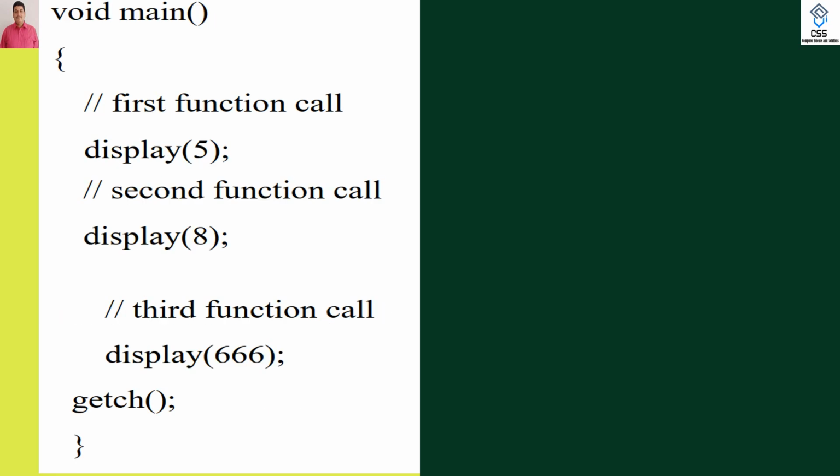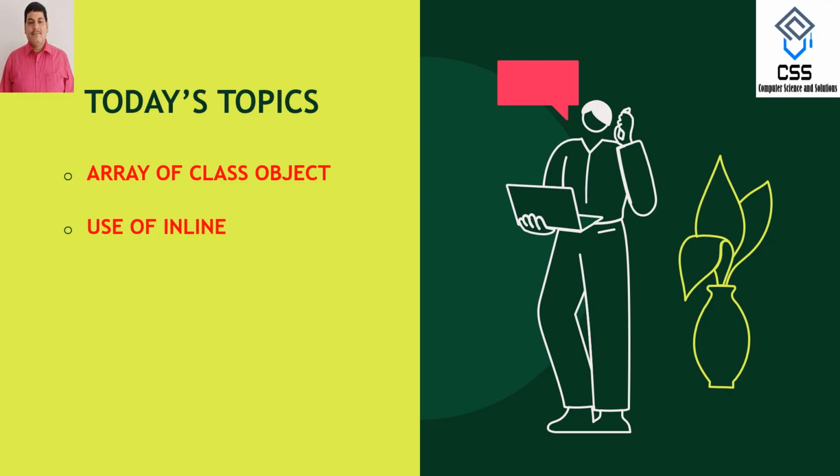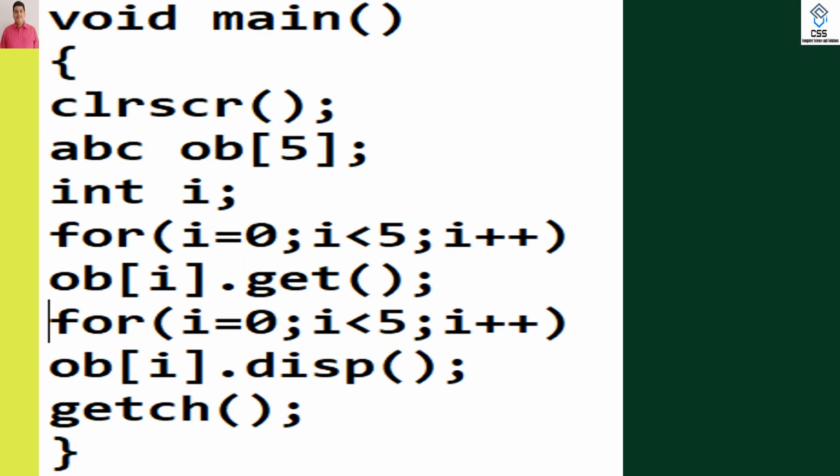In this way, in today's class, with examples, we justified two important things in the class. One is array of class objects and another is the use of inline. I think today's session is essential for you.